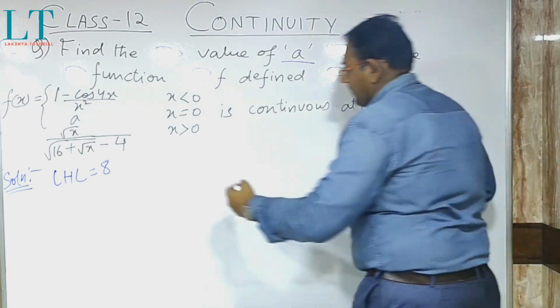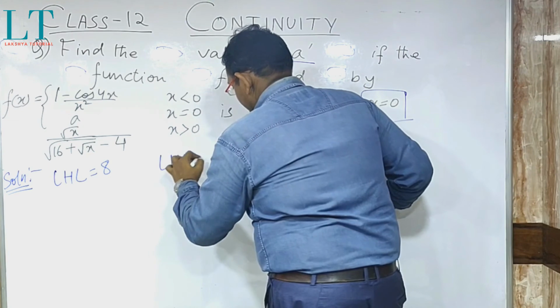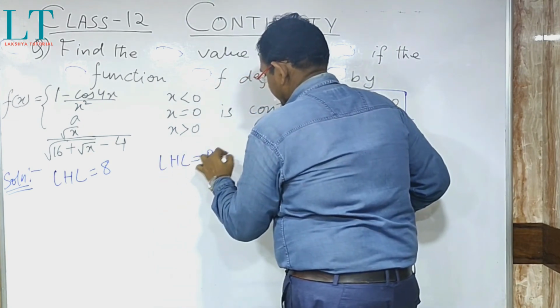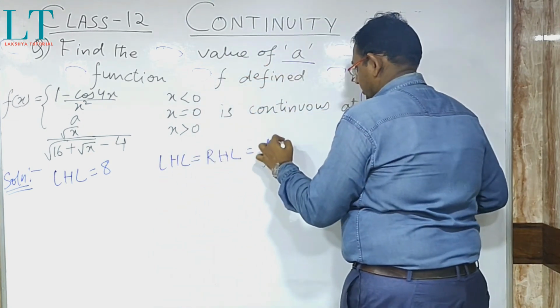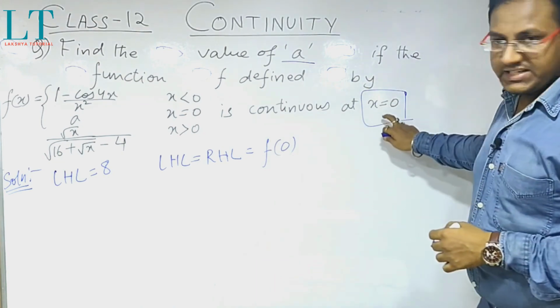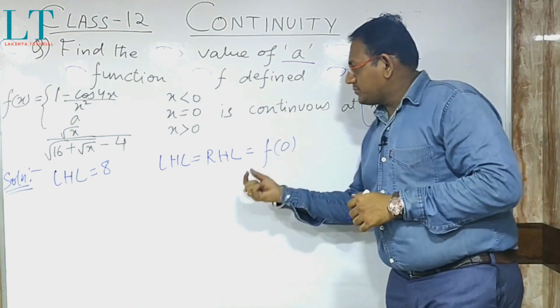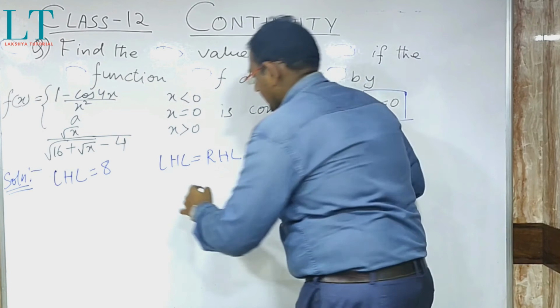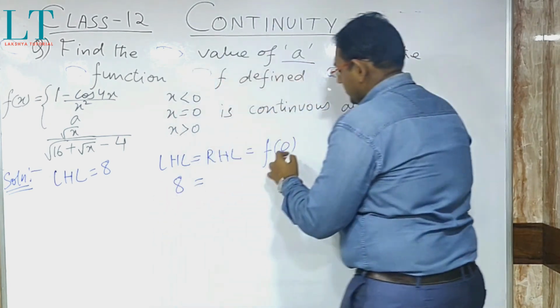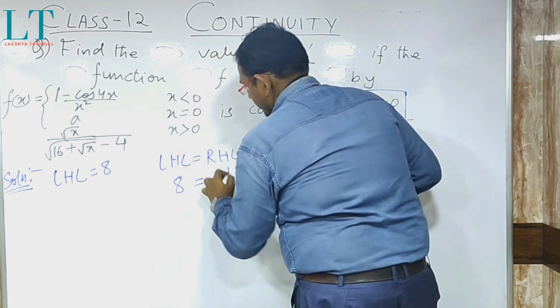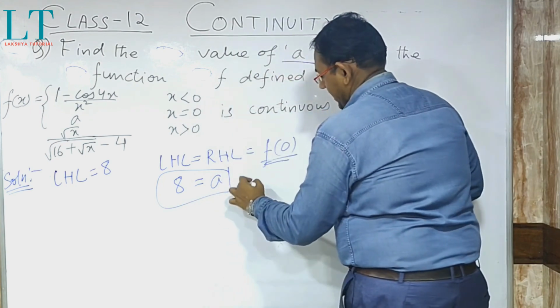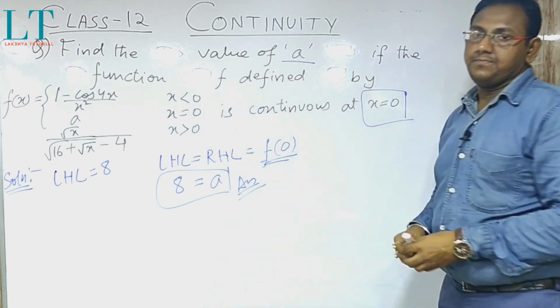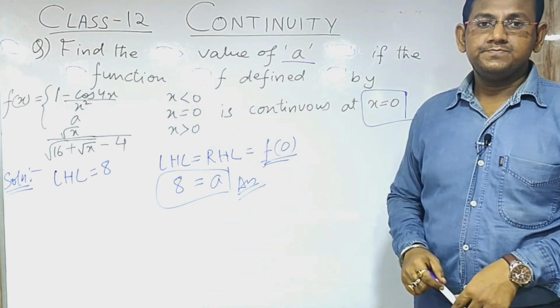Now we need to compare the left hand limit with the right hand limit with the function at the point 0, because we are checking at the point 0. Now in this particular case, we already know the value, that is 8, and we know this part, that is A. So basically the value of A is 8. So this is your answer. I hope you understood this question.